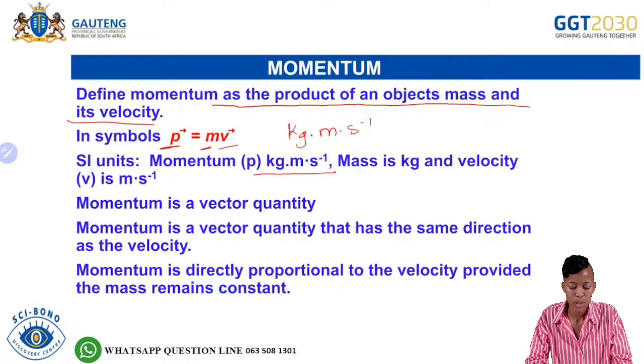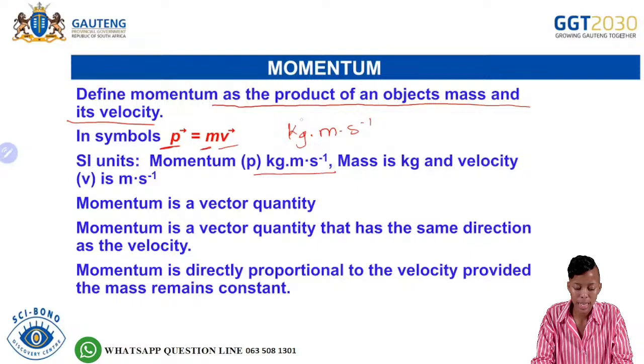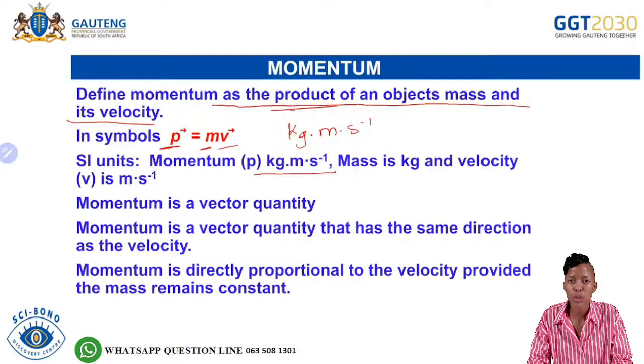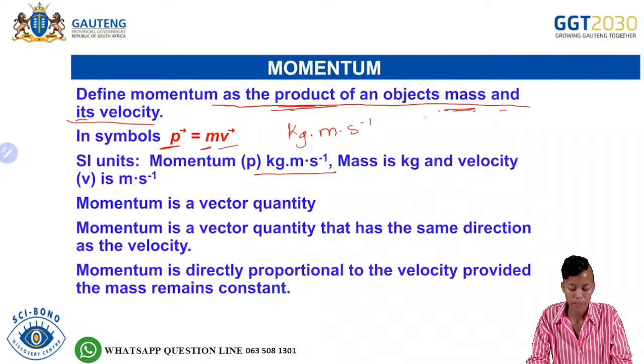So going back to the definition there of momentum, it says you need to define momentum as the product. So mathematically speaking, when you speak of the product, you are speaking about multiplication. So you need to define momentum as the product, so the multiplication between the mass and the velocity. So the product of an object's mass and its velocity.